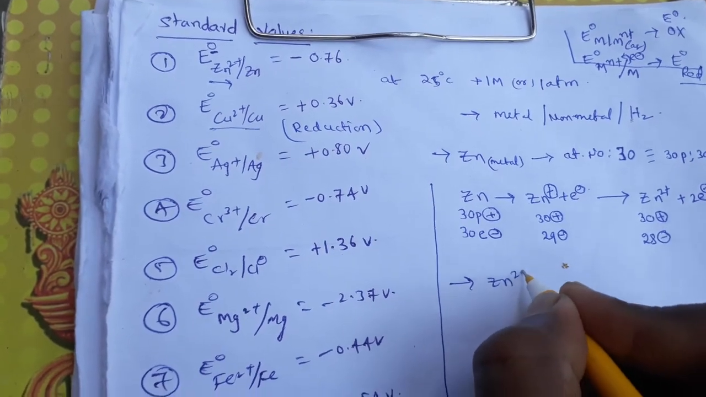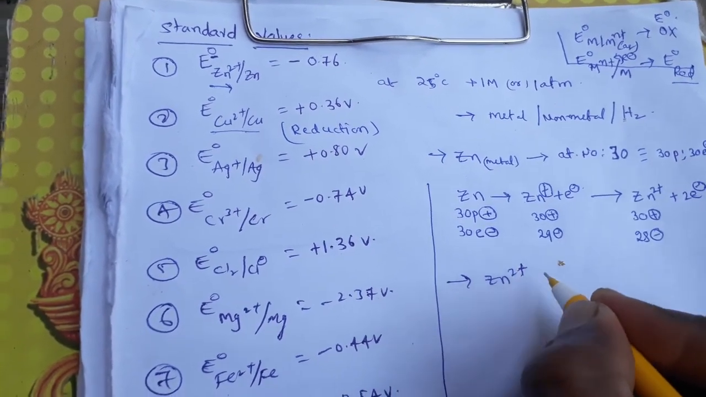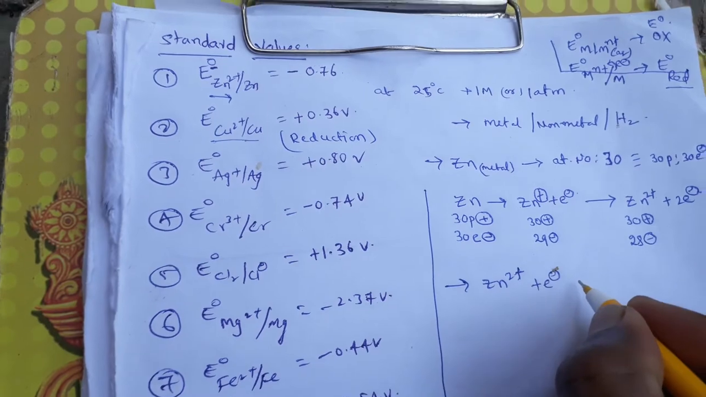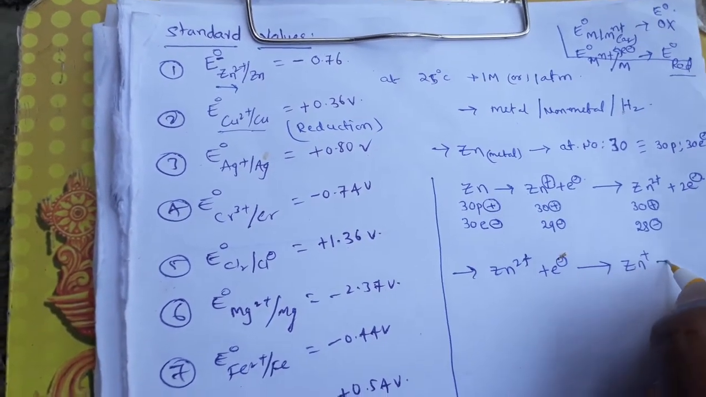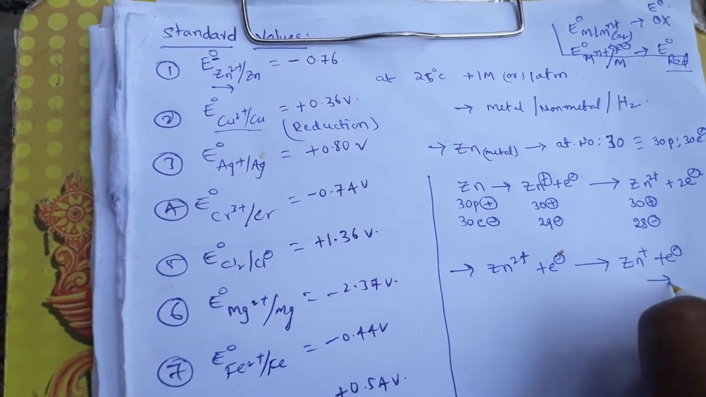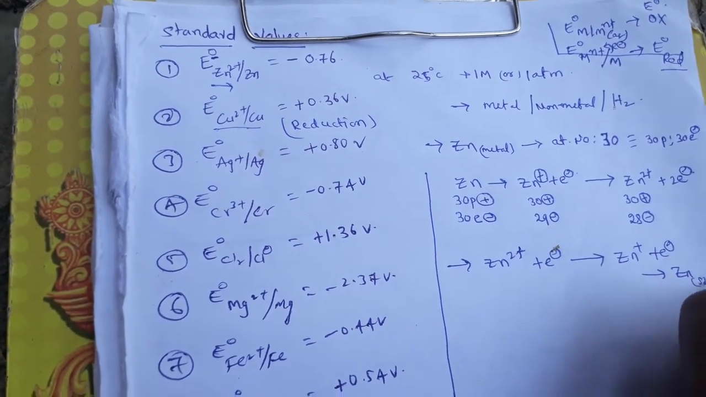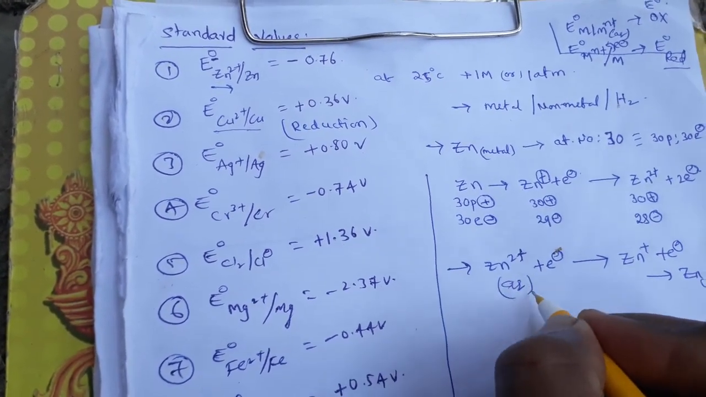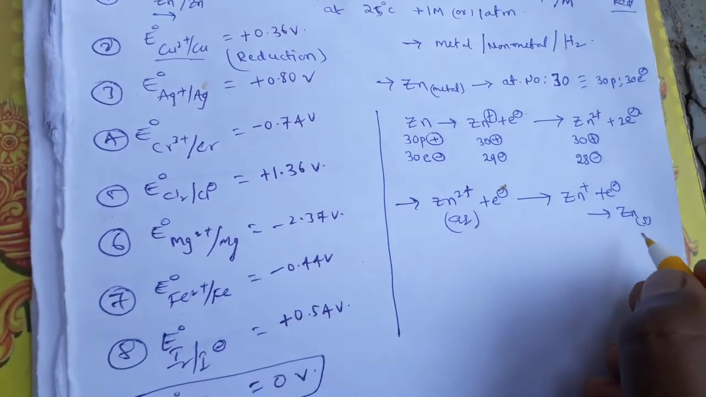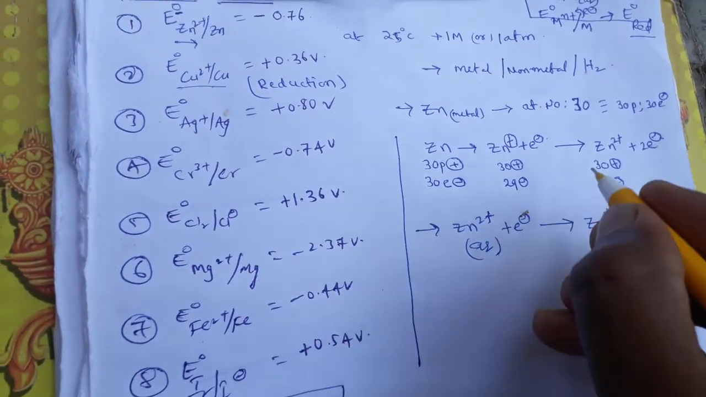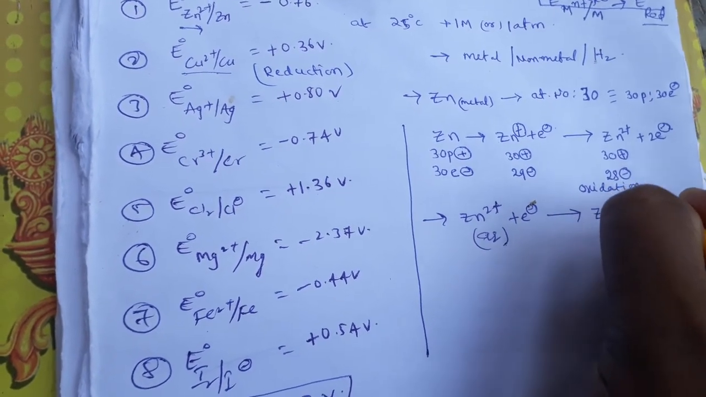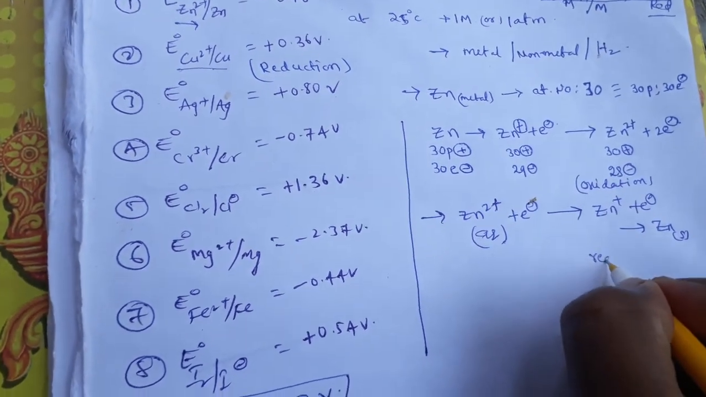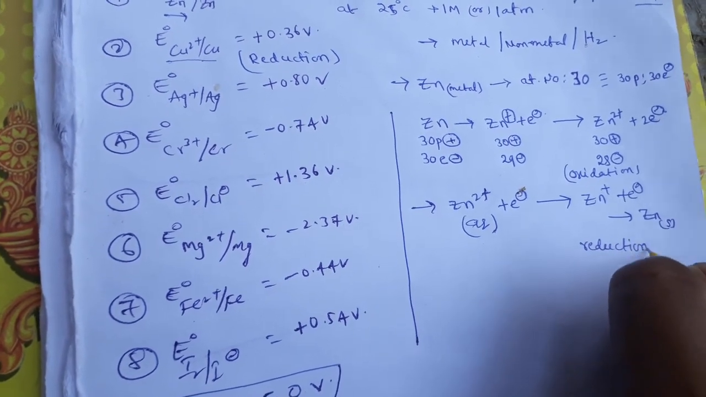If zinc is already in the 2 plus state and I add some electrons to it, then zinc gets to one positive charge, and adding another electron, zinc becomes zinc solid. Here it is in aqueous solution, and it goes to zinc solid. So here oxidation takes place, and here reduction takes place.